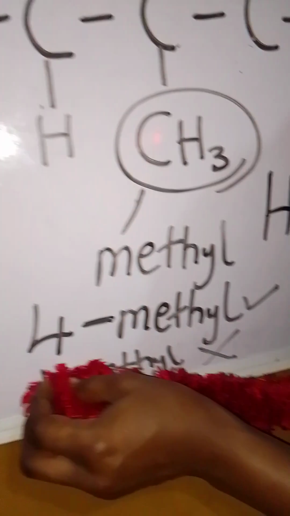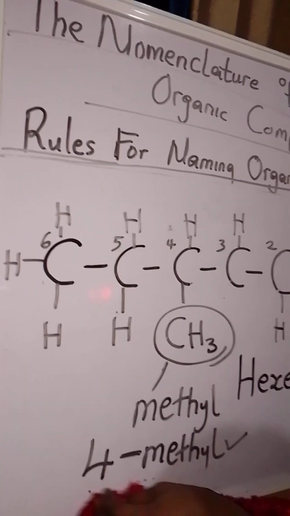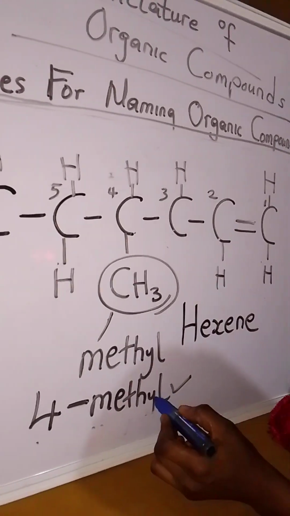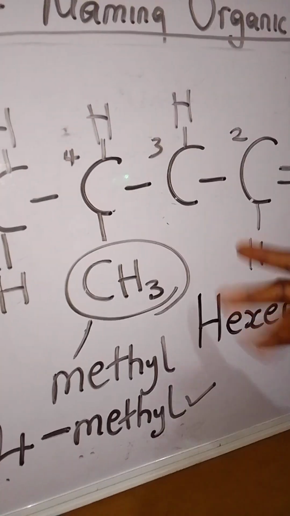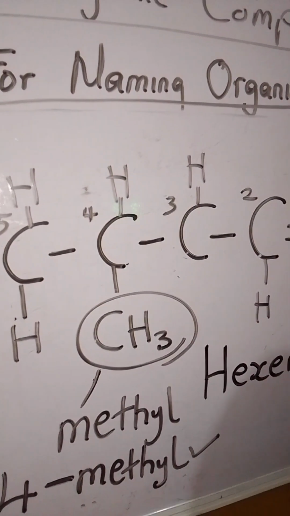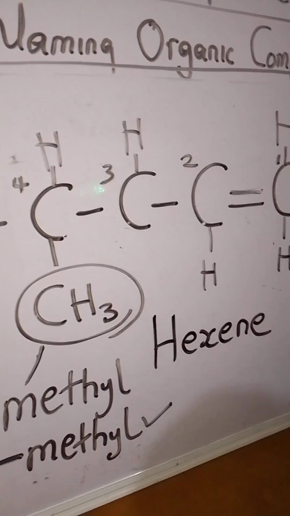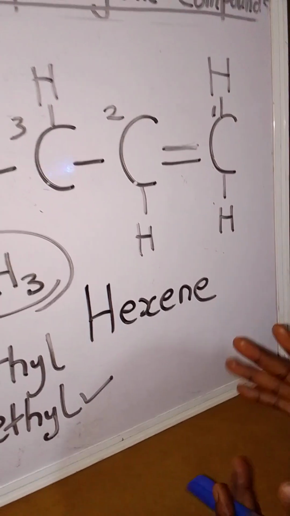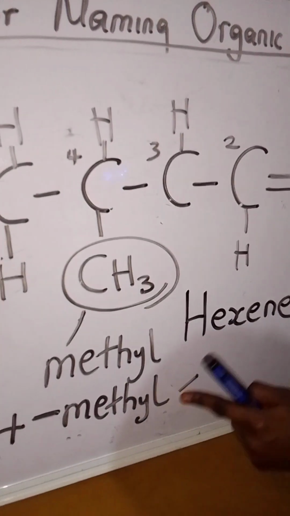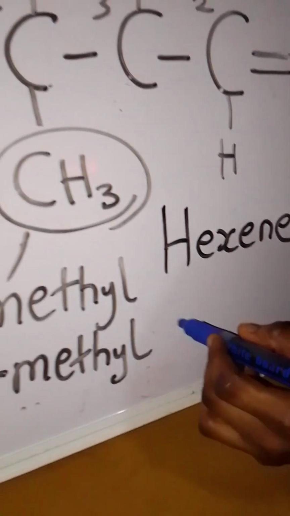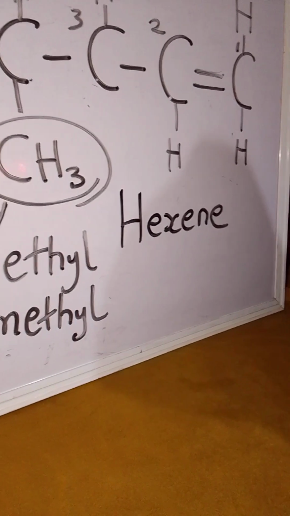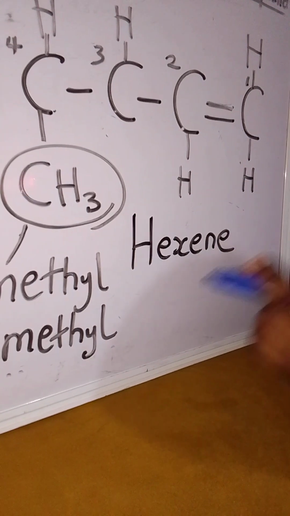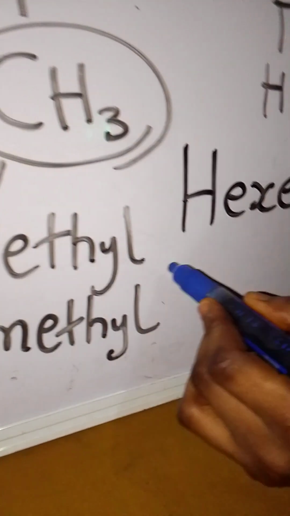Okay, let me quickly rub that off so that we can go to the next thing. So you now understand this is methyl. Alright. Now let us combine the names together. We want to combine 4-methyl with hexene. Now it's simple. How do you combine it? Just let the substituents come first, then the parent's name is at the end. That is how to combine the names.